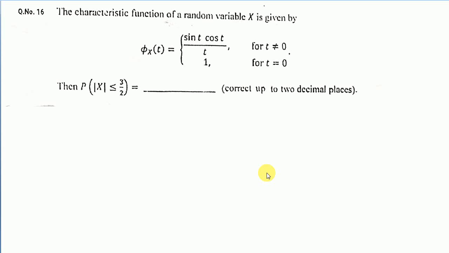Hello students, in this video we will discuss two questions of GATE 2020 paper. Your first question is based on uniform distribution theory and particularly the characteristic function of uniform distribution.